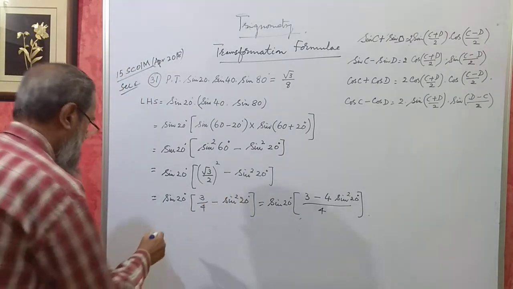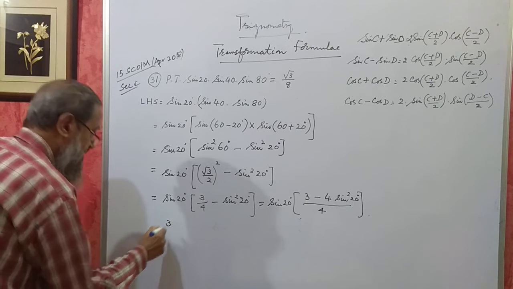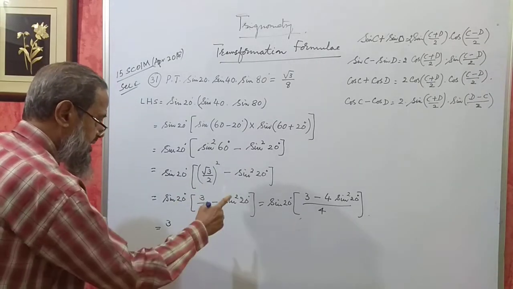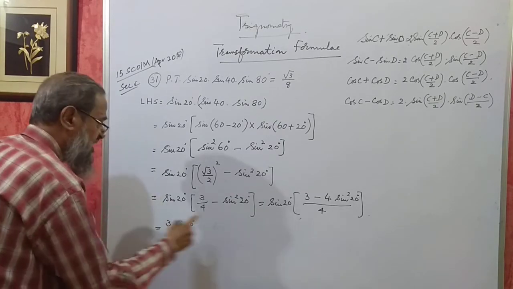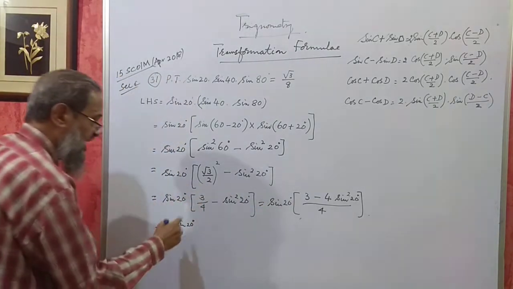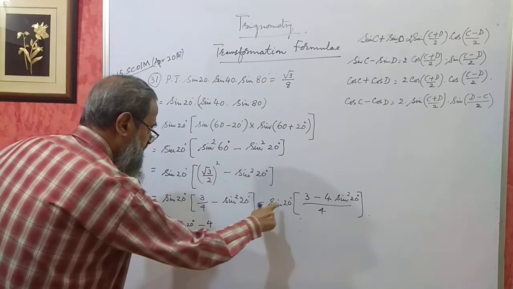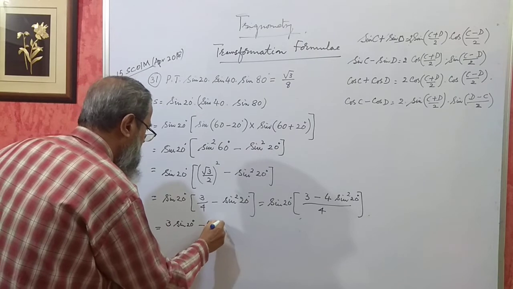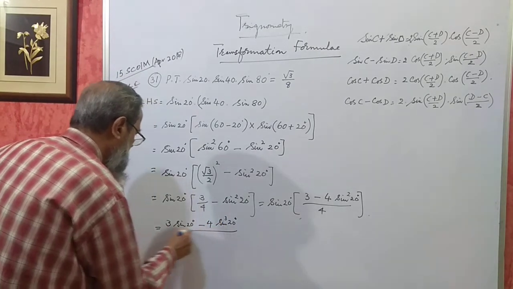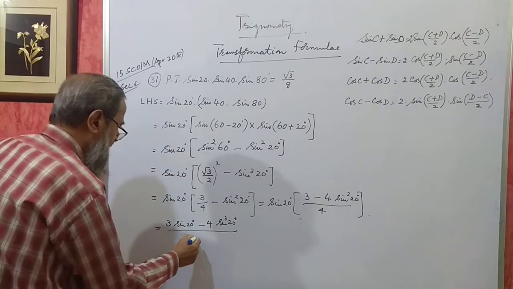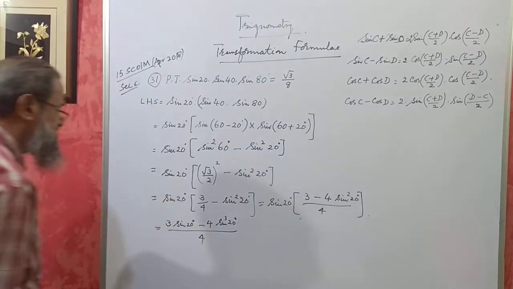Now I'll take this sine 20 inside. So it becomes 3 sine 20. That is 3 into sine 20 is 3 sine 20 minus 4 into sine 20 into sine square 20, it becomes sine cube 20 degree. Now divided by 4, this 4 as it is.